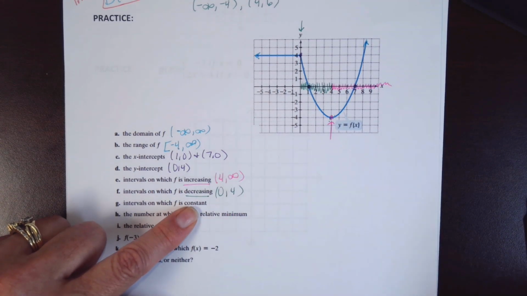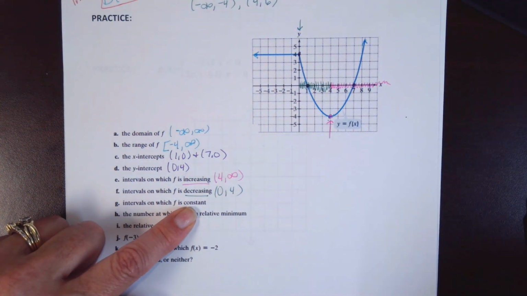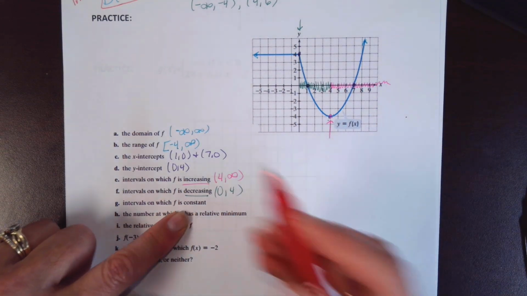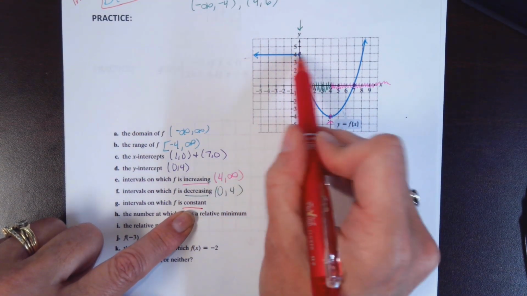Then finally, where is my graph constant? My graph is constant where it's flat, going across horizontally.